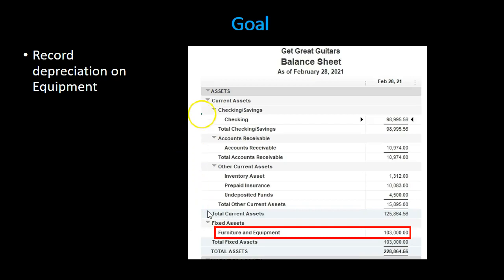You can see here's our balance sheet, and we have our groupings of current assets, other current assets, and we have our fixed assets. We're talking about the furniture and fixtures. Those are the things that we will be depreciating.